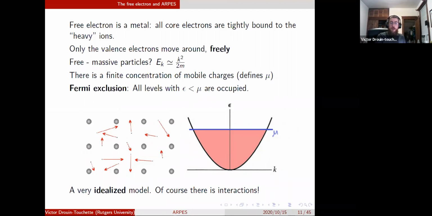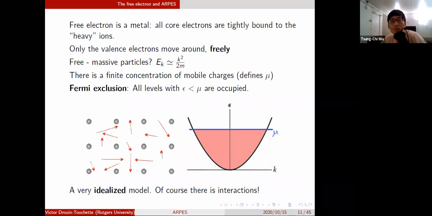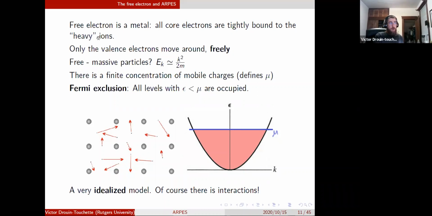Like Tsung-Chi's question, you asked about insulators, right? We really need to have states at the energy that we're going to probe. And if an insulator has a huge gap, we're not going to be able to get anything out of there. So what is the free electron model?